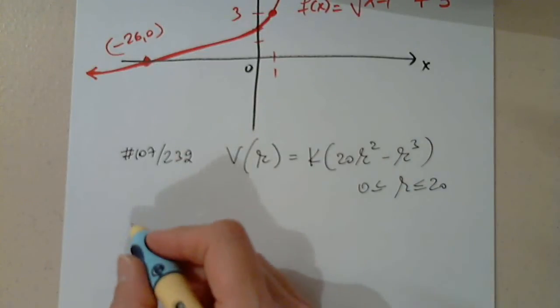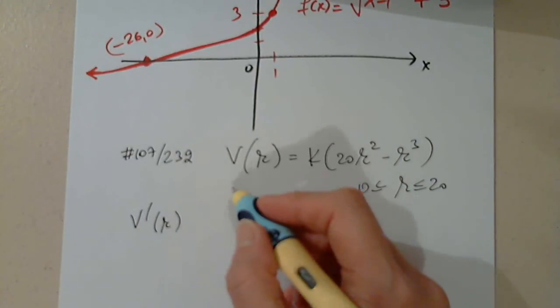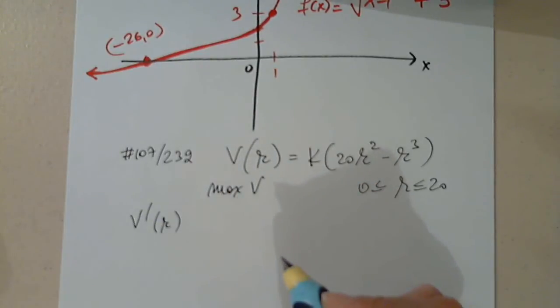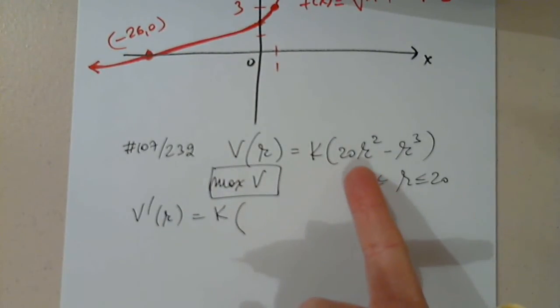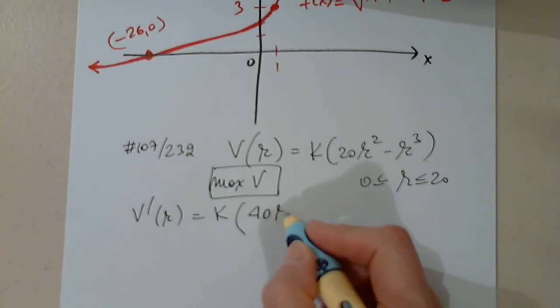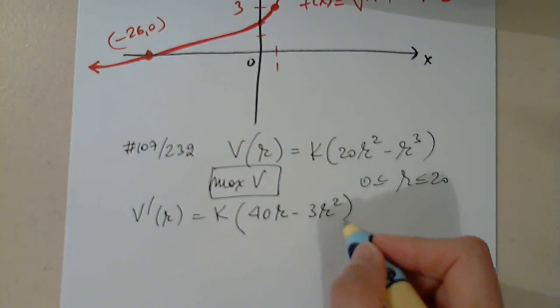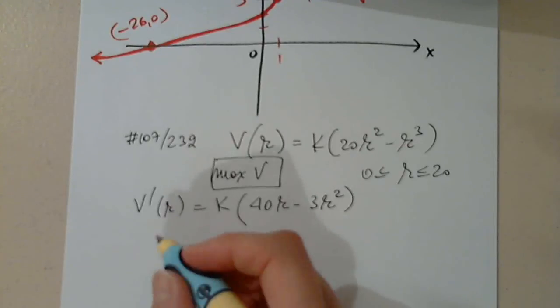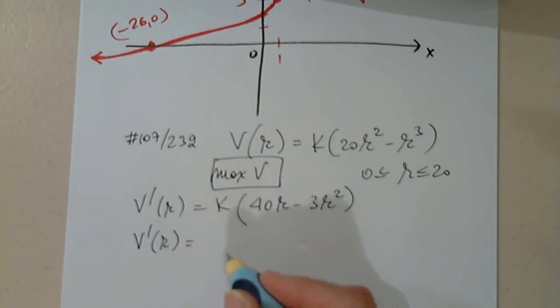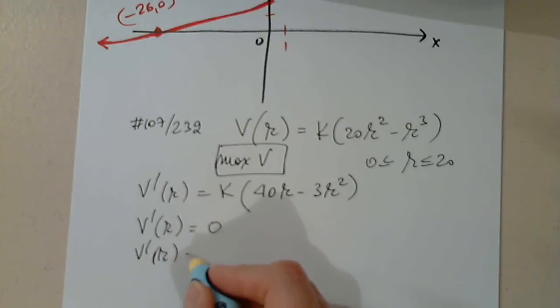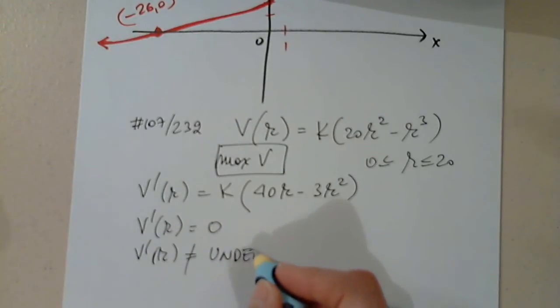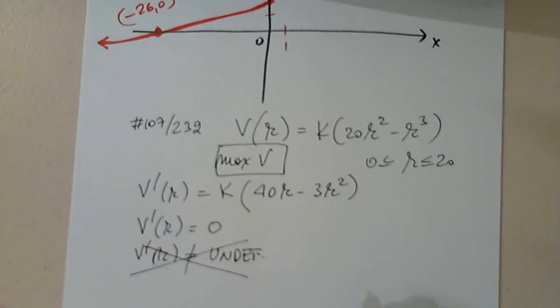In this situation, I have to determine v prime of r because I want to find maximum v. In order to find maximum v, I have to find the derivative of v. So this is k. Inside, I differentiate: 40r minus 3r squared. Now I have to find the critical number, or numbers. I set v prime of r equal to 0. This is a polynomial function. V prime of r can never be undefined. So no critical number will come from this.